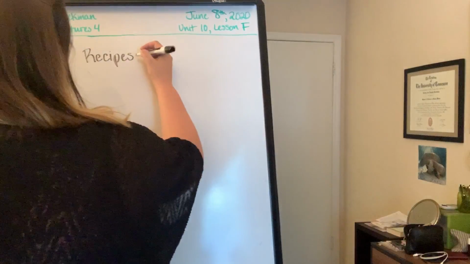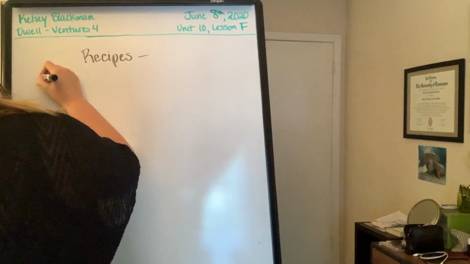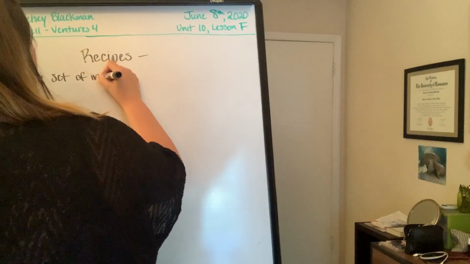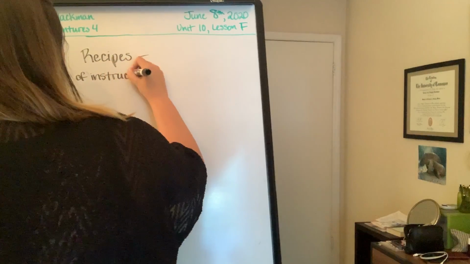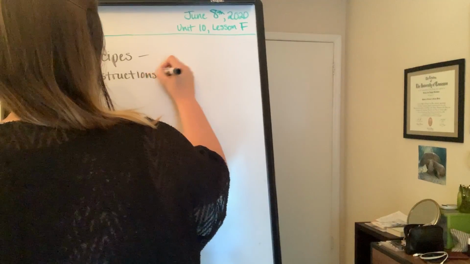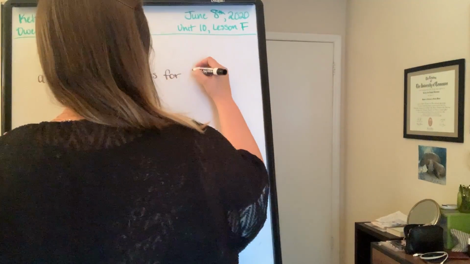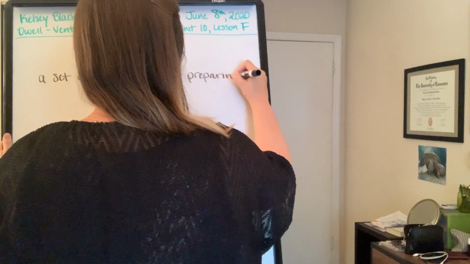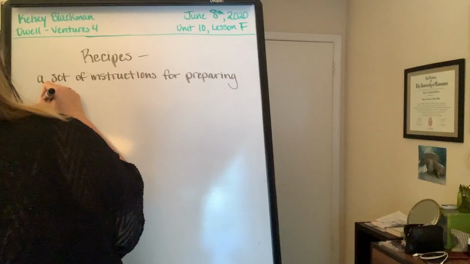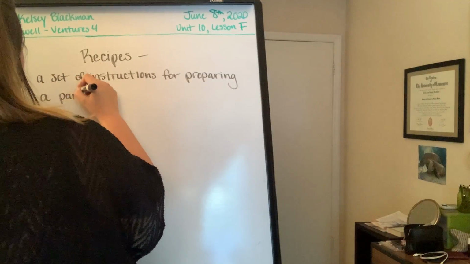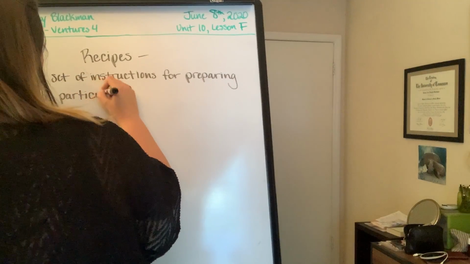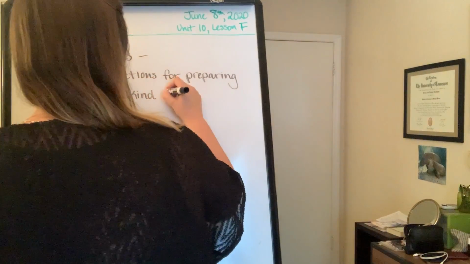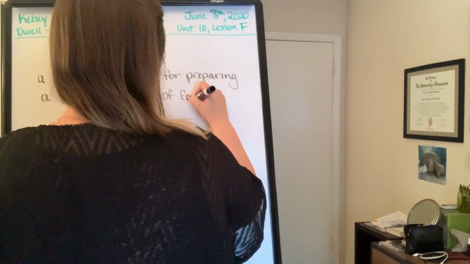Write that down. A set of instructions for preparing a particular kind of food.